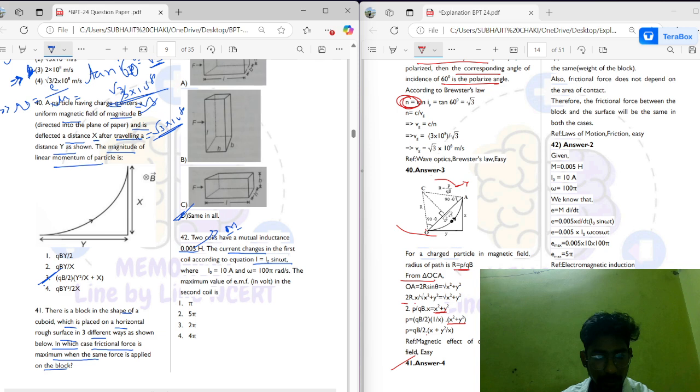100 into 10 means 1000. 5 pi equals cos omega t. Therefore, the maximum value will be when cos omega t equals 1, at 0 degree. So the answer will be 5 pi, the maximum value of E.